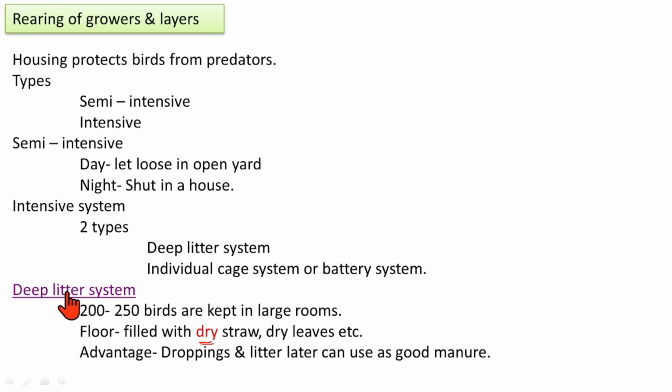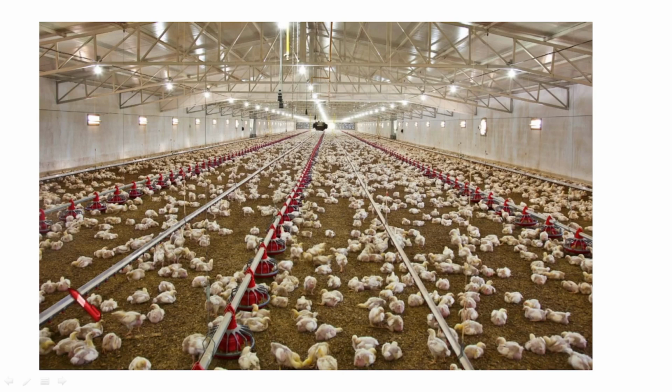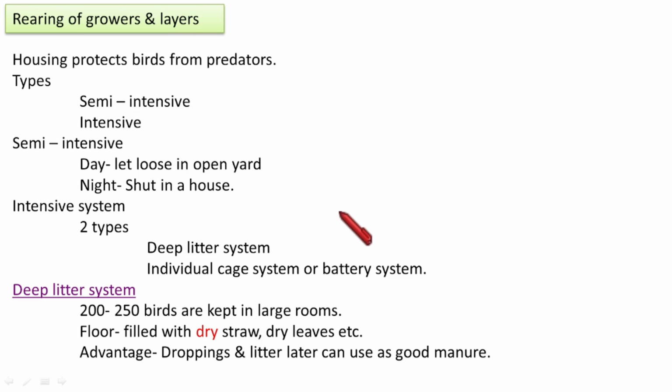So let's see the picture of a deep litter system. This is a deep litter system. We can see that the flooring is covered with litter of dry leaves or anything like that. Feeding provisions are also here. This is the deep litter. And there is no partition or separation between individual chicks.